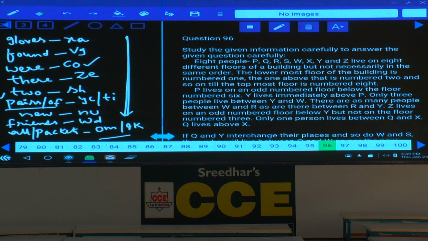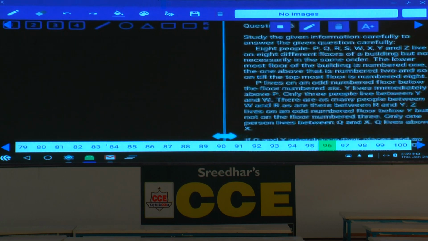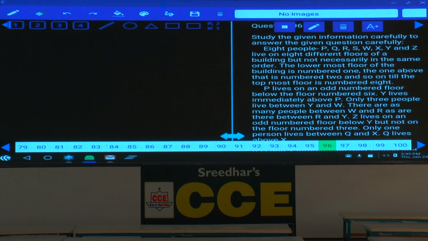Then question numbers 96 to 100. Now, 8 people P, Q, R, S, W, X, Y, Z are living on 8 different floors of a building, but not necessarily in the same order. The lowermost floor of the building is numbered as 1. The one above that is number 2 and so on. 8 persons living on 8 different floors.